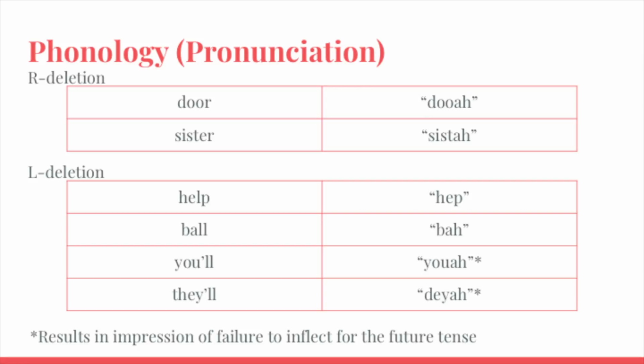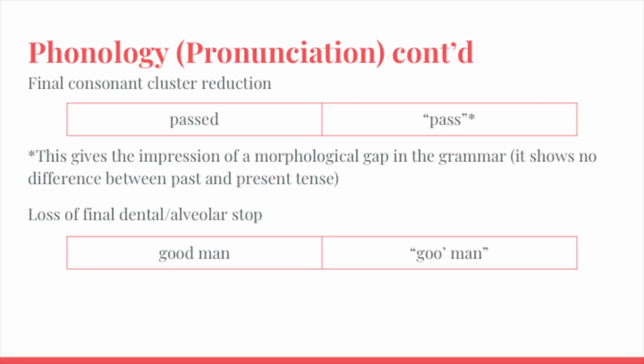As you can see in the table, the deletion of L's in contractions like you'll and they'll results in the appearance of failure to inflect for the future tense. Another example of deletion is in the final consonant clusters and final dental alveolar stops, the endings such as ed in past, where the D and good are dropped in AAE. In reference to AAE, the deletion of the consonant cluster ED in past versus pass shows a morphological gap in the grammar, meaning that it shows no difference between past and present.